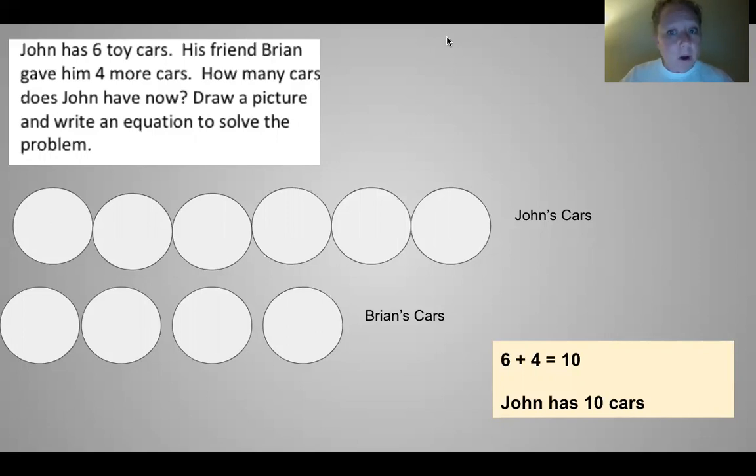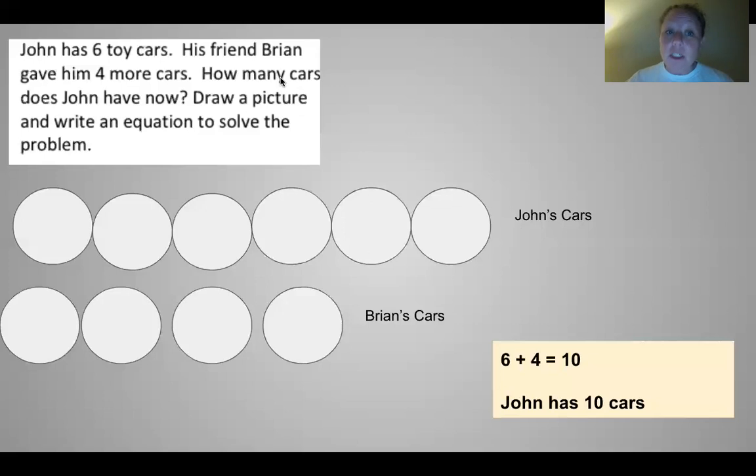So instead of drawing cars, I did something easier. I drew circles. I labeled my first set of circles with John's cars. Now, if you didn't know how to spell John, you could just put a J. But you can always look back in the story problem too. So let's count John's cars. Will you count with me to make sure that we have 6? Ready? 1, 2, 3, 4, 5, 6. These 6 circles represent John's 6 toy cars.